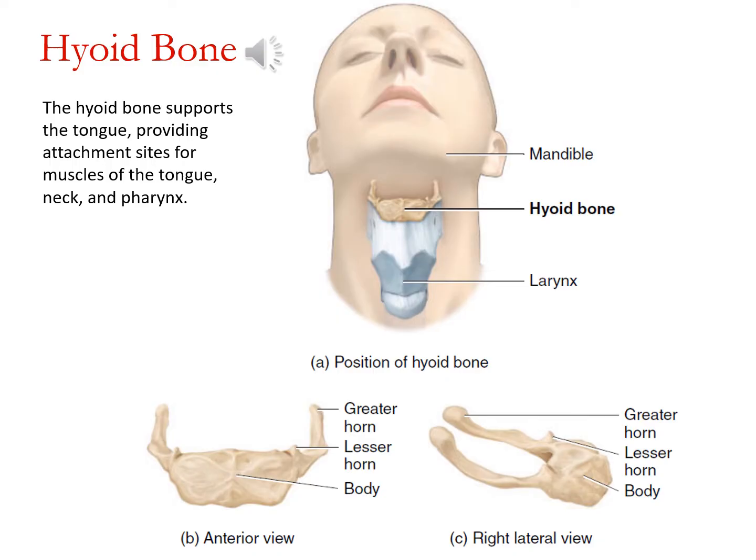The hyoid bone supports the tongue, providing attachment sites for muscles of the tongue, neck, and pharynx. So you appreciate here the hyoid bone. What's special about the hyoid bone is that it is a bone in the neck that has no direct articulation with other bones.